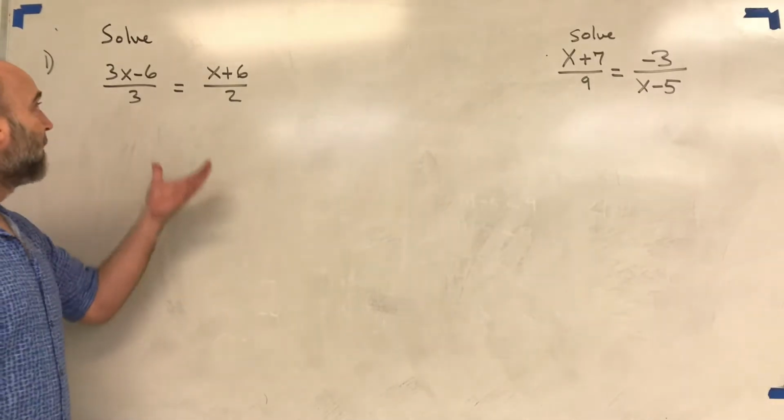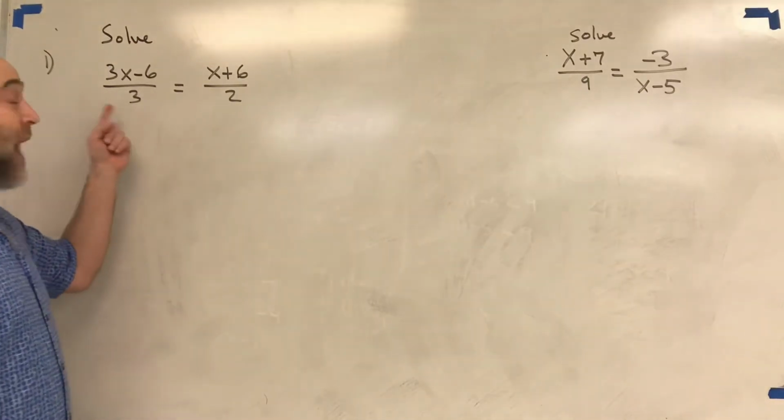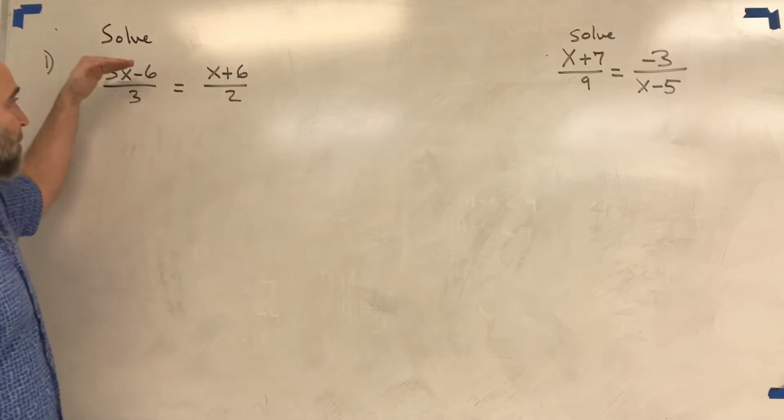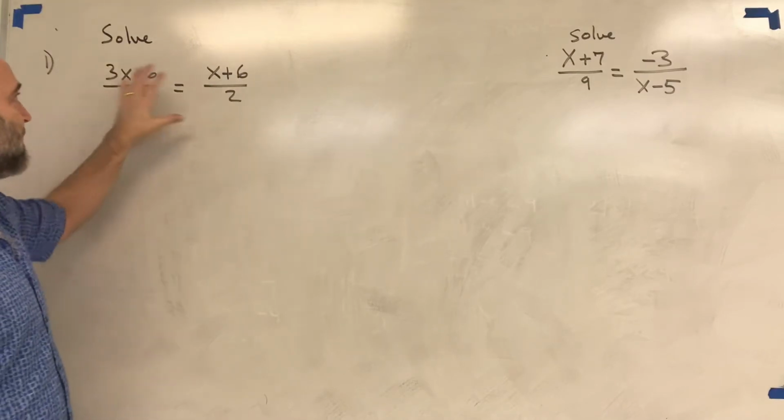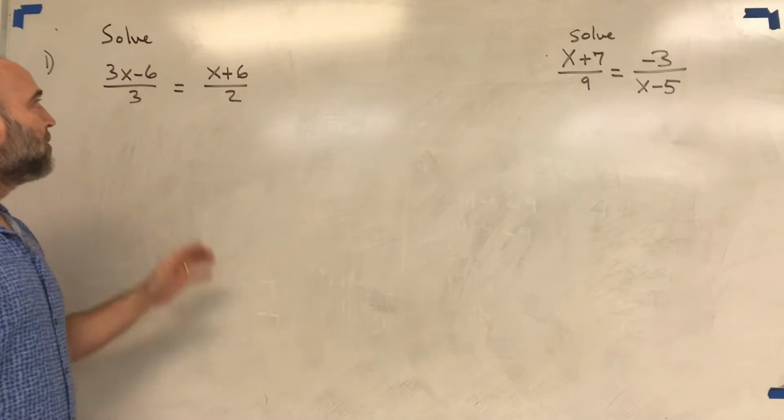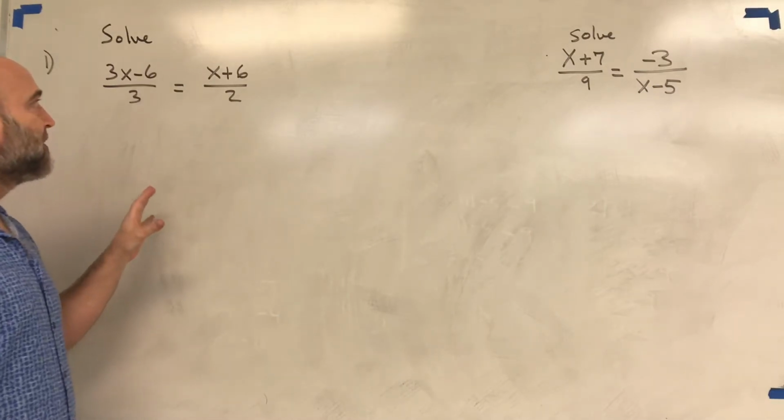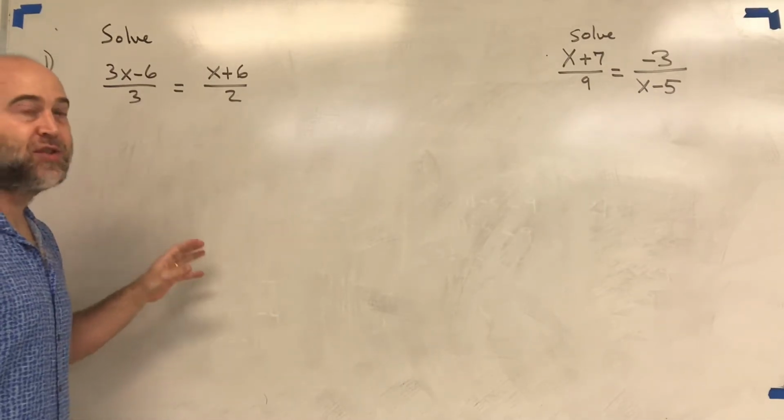We are solving for x. These are rational expressions. Rational basically means it's a fraction. So as you can see, we have fractions here. Usually the technique we want to use on these is we want to clear the fractions.